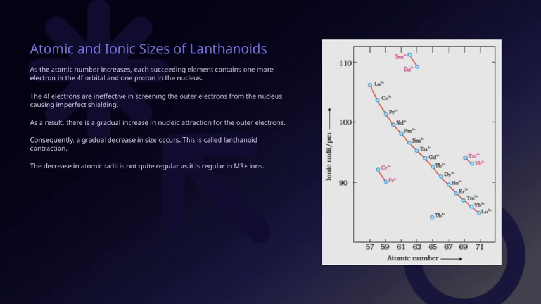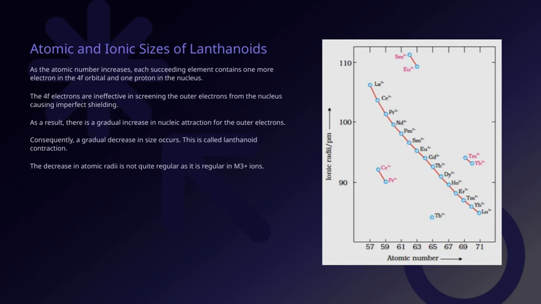The decrease in atomic radii across the lanthanoids is not as uniform as it is in M³⁺ ions. Instead, what we observe is a gradual decrease in size, and this phenomenon is known as the lanthanoid contraction. This contraction results in a steady increase in the nuclear attraction exerted on the outer electrons. One of the key reasons behind this is that the 4f electrons are largely ineffective at shielding the outer electrons from the increasing nuclear charge.